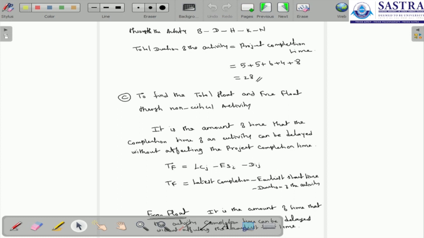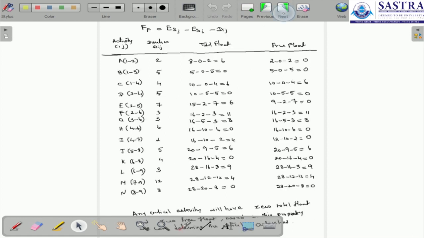For the free float, we have the definition: it is the amount of time that the activity completion time can be delayed without affecting the earliest start time. Here is the free float formula: ES_j minus ES_i minus D_ij, the duration.